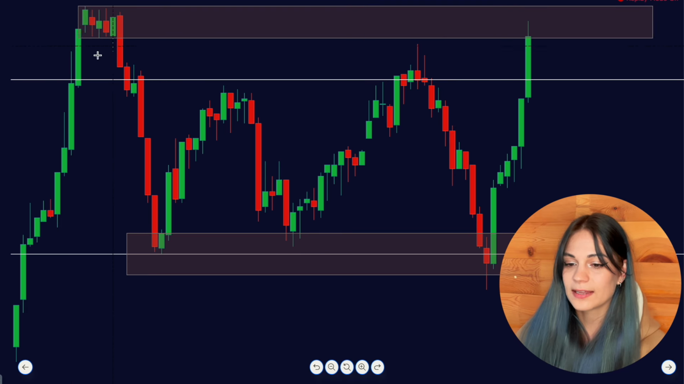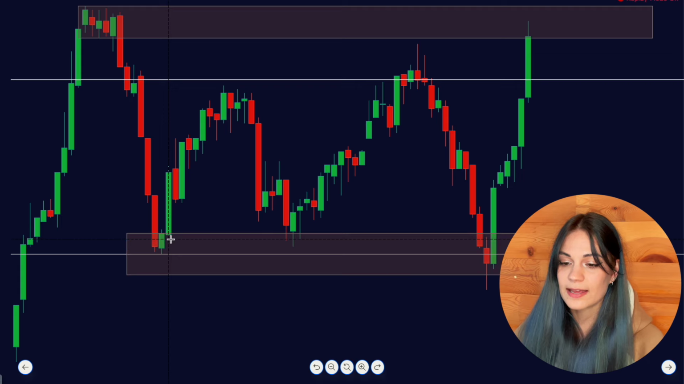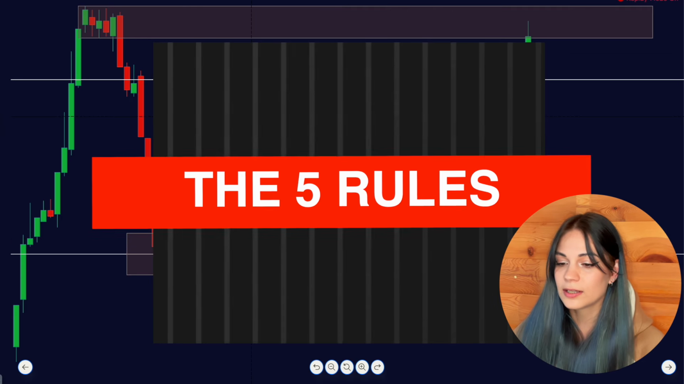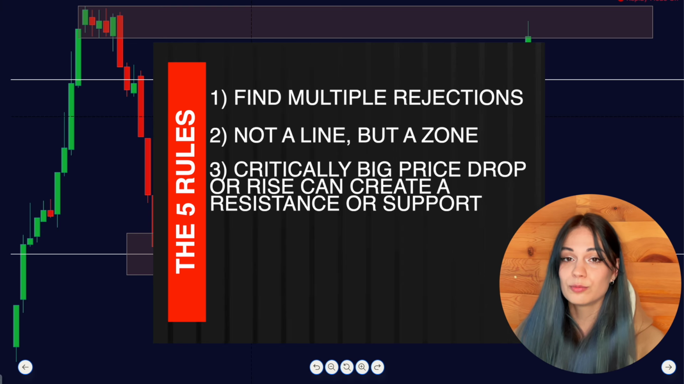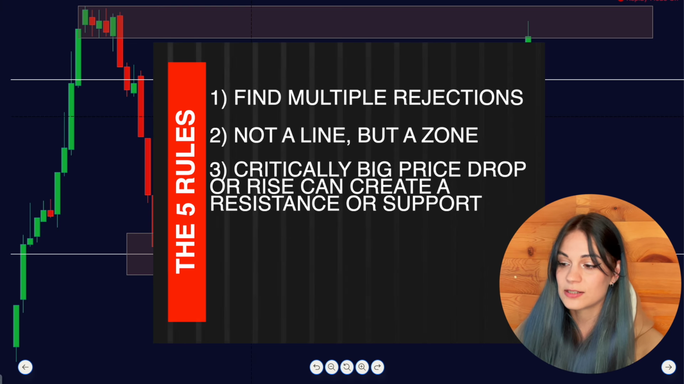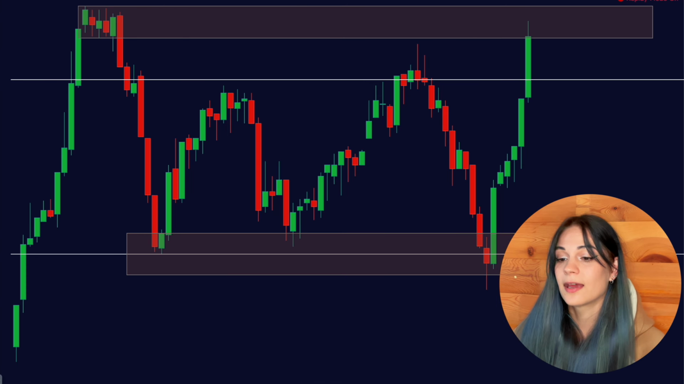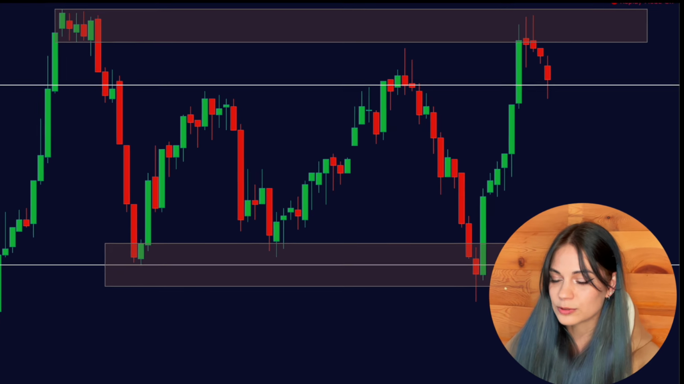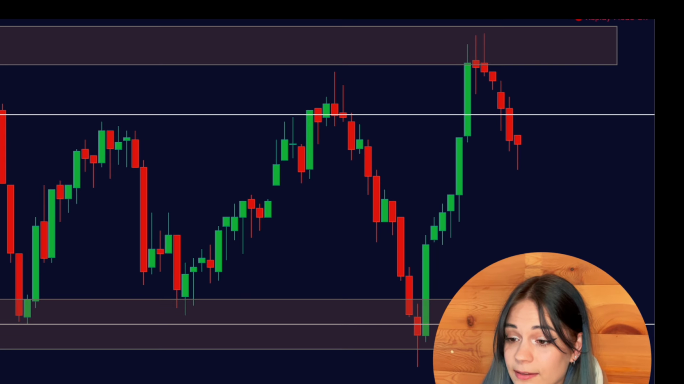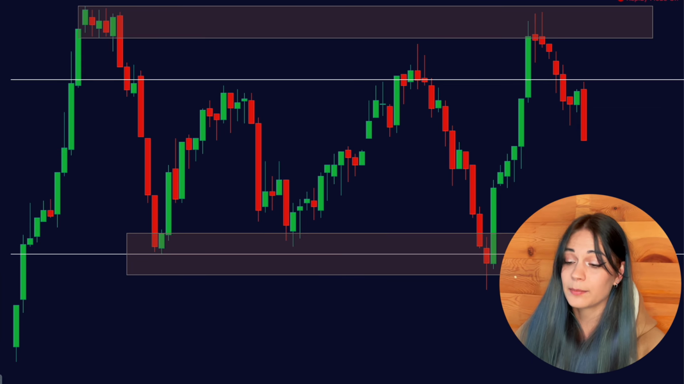If we see that the price goes to one price level and critically drops or rises up to another one, that means that this strong movement of the price gives us the ability to form strong resistance or support lines, as the multiple rejections would. And you can see what's going to happen next. Price was at that level for a while and then came back down to our support line.